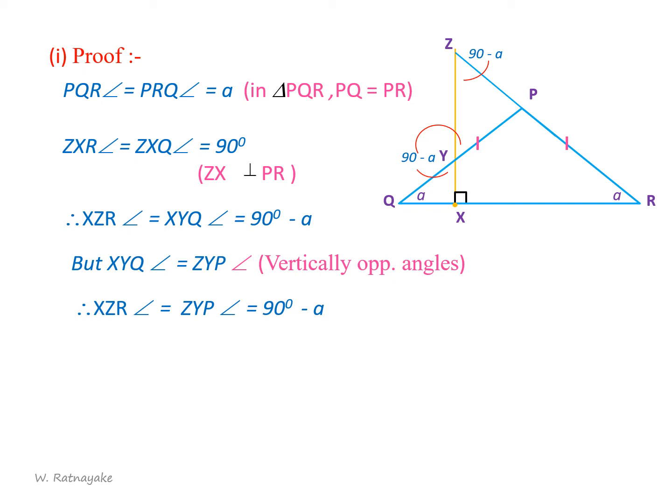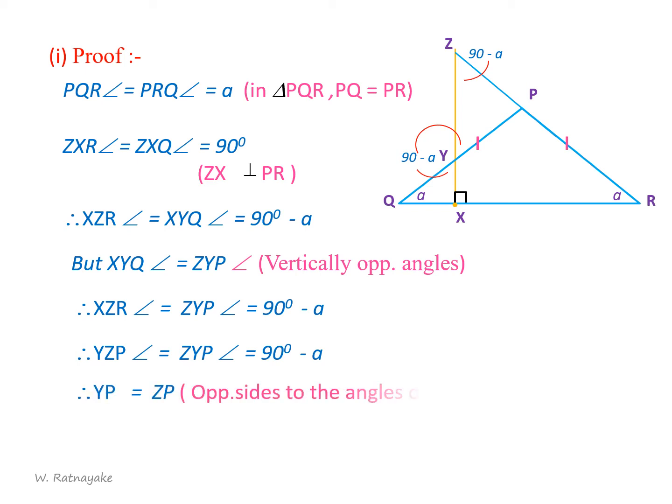Then what will happen? According to the statements we have already written, the conclusion must be that angle YZP must be equal to the angle ZYP. So that is the conclusion. Both are 90 minus A. Now, if those angles are equal in the triangle, the sides opposite to those angles also must be equal. Therefore, YP must be equal to ZP. So those are opposite sides to the equal angles of the triangle PYZ. So if two sides are equal, the triangle must be an isosceles triangle.